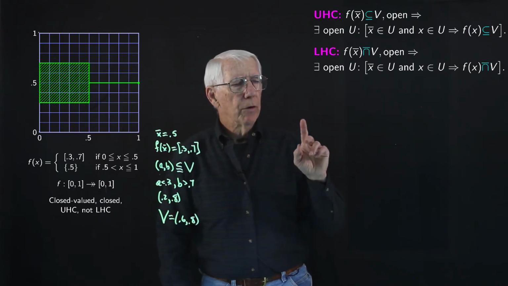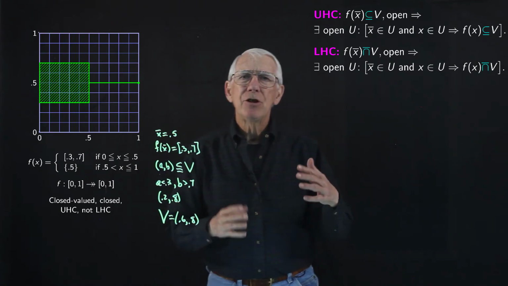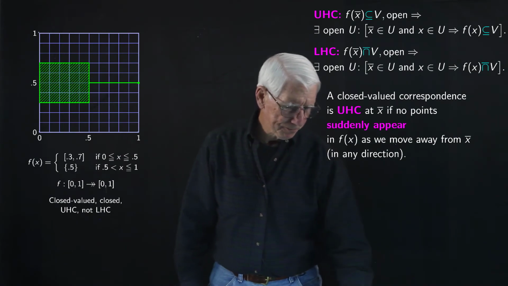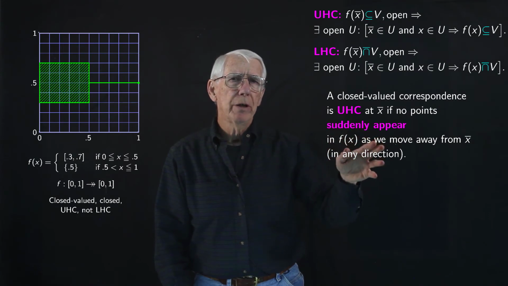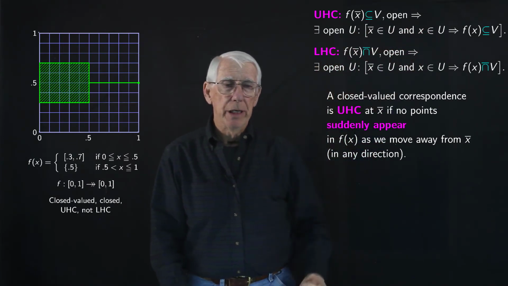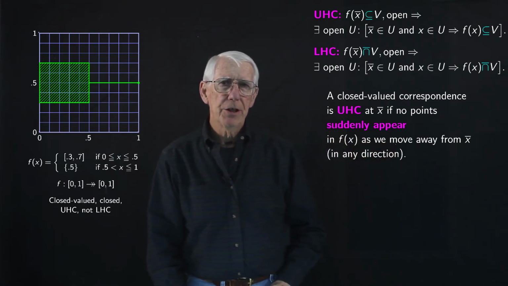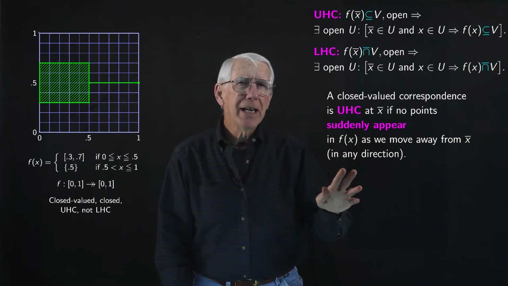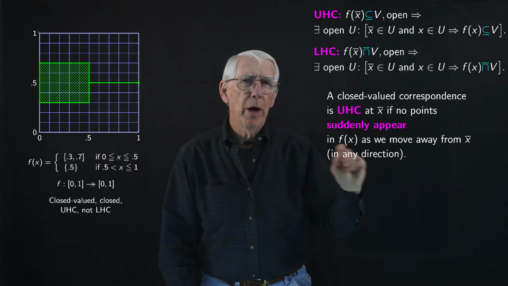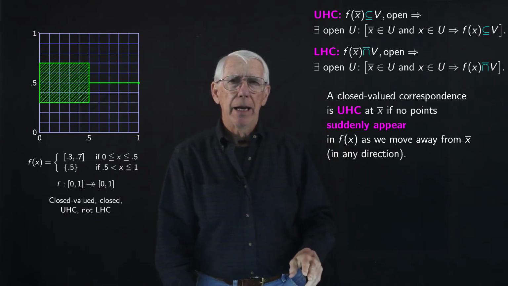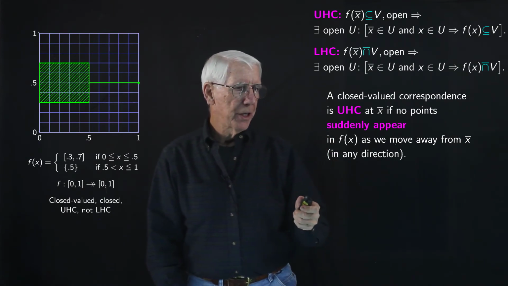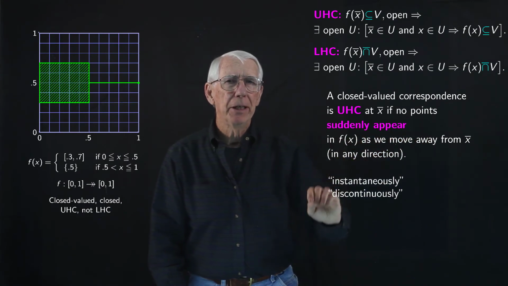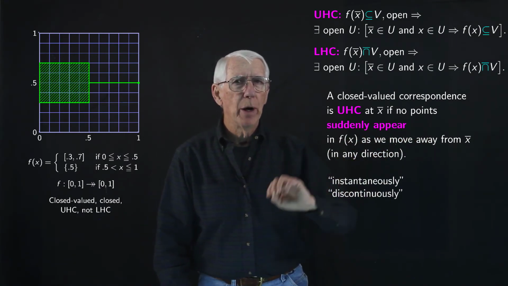And so what I want to do now is to develop this intuition, this idea of what happens when we move to the left or to the right. So what I've put on the screen here is an informal or intuitive version of the definition of upper hemicontinuity. What this says is that a closed-valued correspondence is upper hemicontinuous at a point x bar if no points suddenly appear in the image as we move away from x bar, in any direction. And there are a couple more words that I find are equally good synonyms: no points instantaneously appear, or no points discontinuously appear as we move away from x bar.